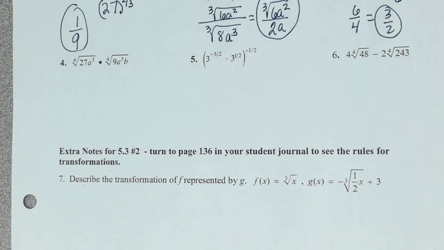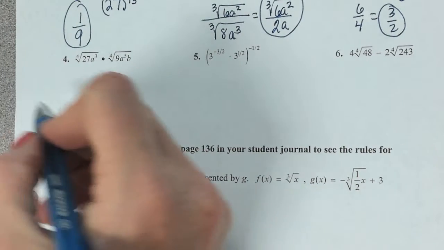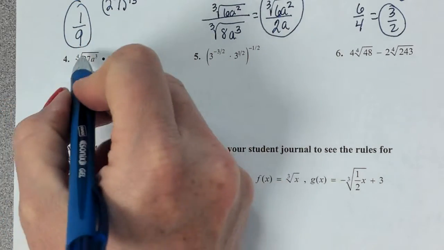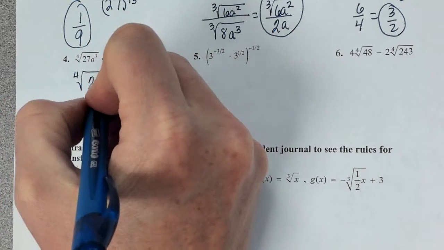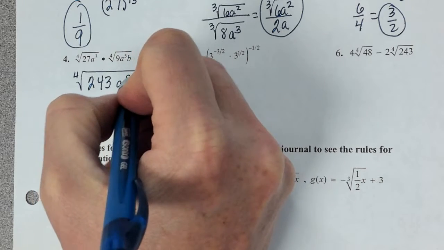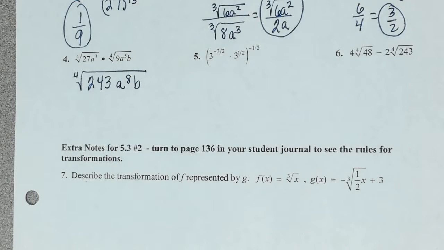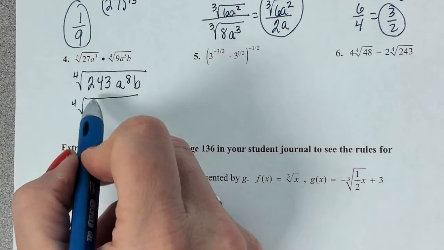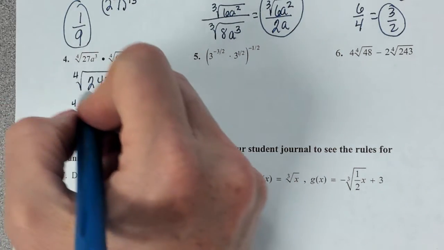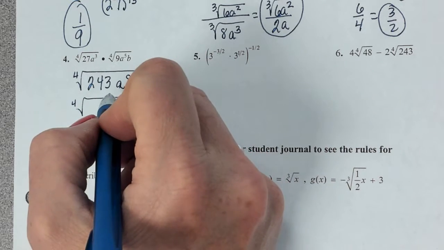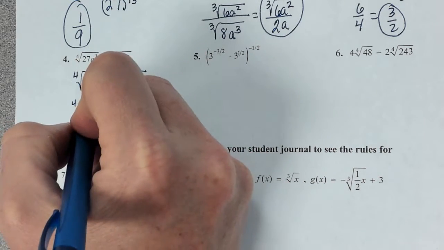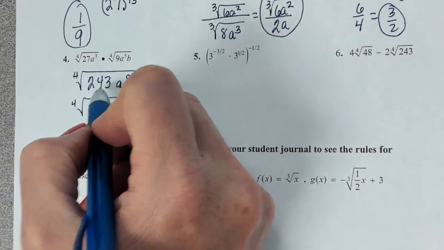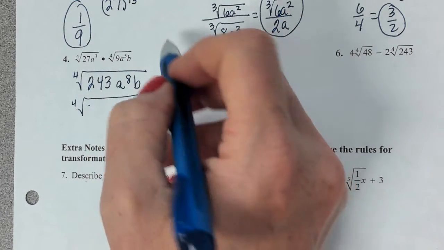Okay, how about number 4? McKinley, can you tell me about that one? Well, first I multiplied them together. That's 243. Then I broke it down and got 3 times 3 times 3 times 3 times 3. Okay, so you're saying that this is 3 to the 5th. That's good. So you just made a factor tree to figure that out.